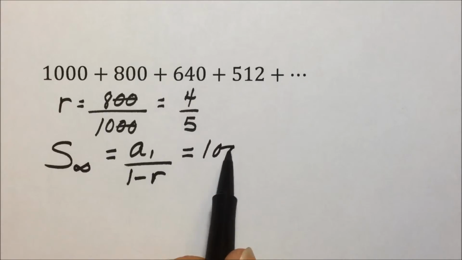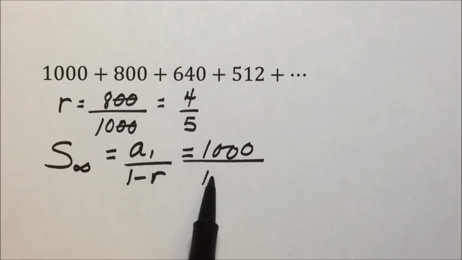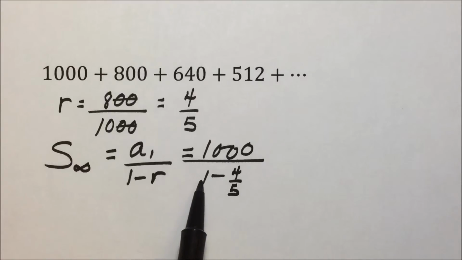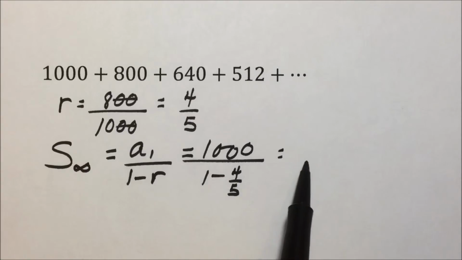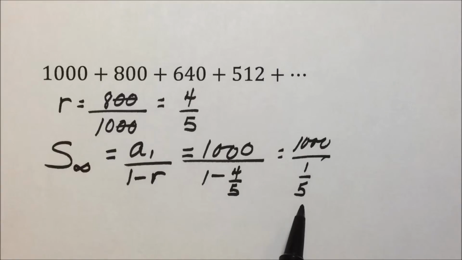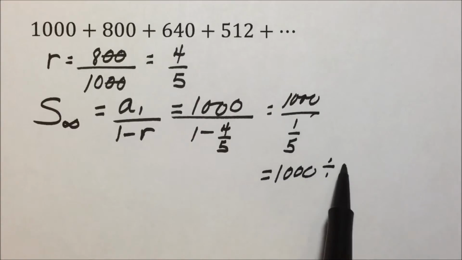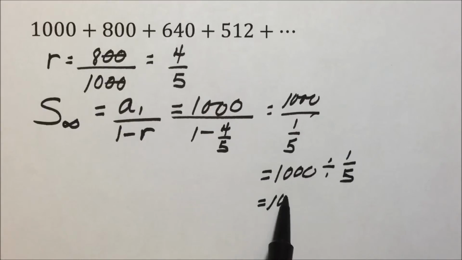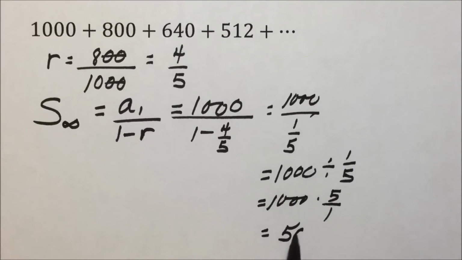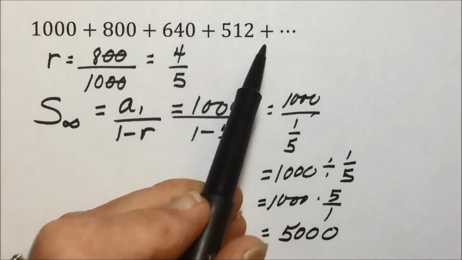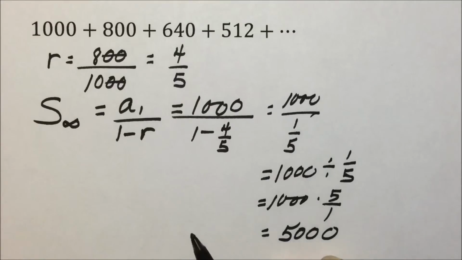So our first term is 1,000. 1 minus the common ratio. 1 is the same as 5/5. 5/5 minus 4/5 will leave a 1/5 in the denominator. And when we take 1,000 divided by 1/5, we can invert and multiply, but let me write that. We have 1,000 divided by 1/5 is the same as 1,000 times the reciprocal, which is 5 over 1, resulting in 5,000 is where the sum of this geometric infinite series targets in on and won't change any further.